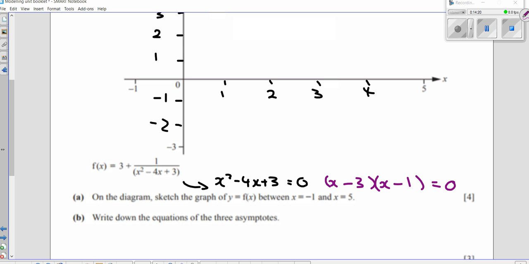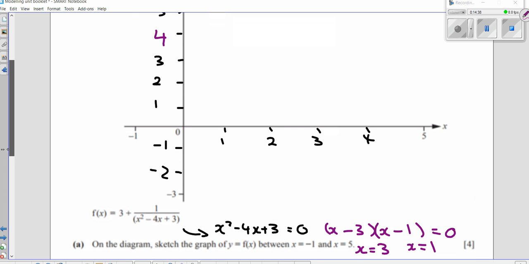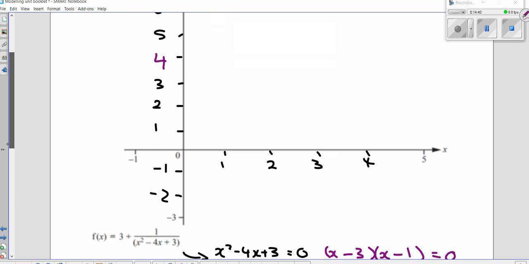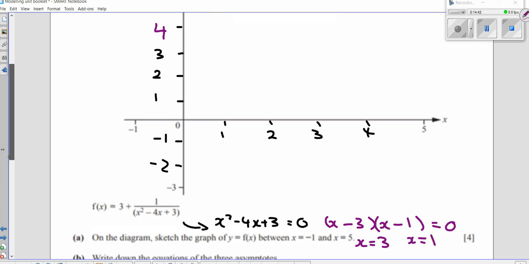So where will our 2 asymptotes be? x equals 3, x equals 1, yeah. That's it. So that's how you find the asymptotes. I would confirm it by doing it on the calculator too. So I'm going to mark in those lovely little asymptotes in yellow. x equals 3, x equals 1.